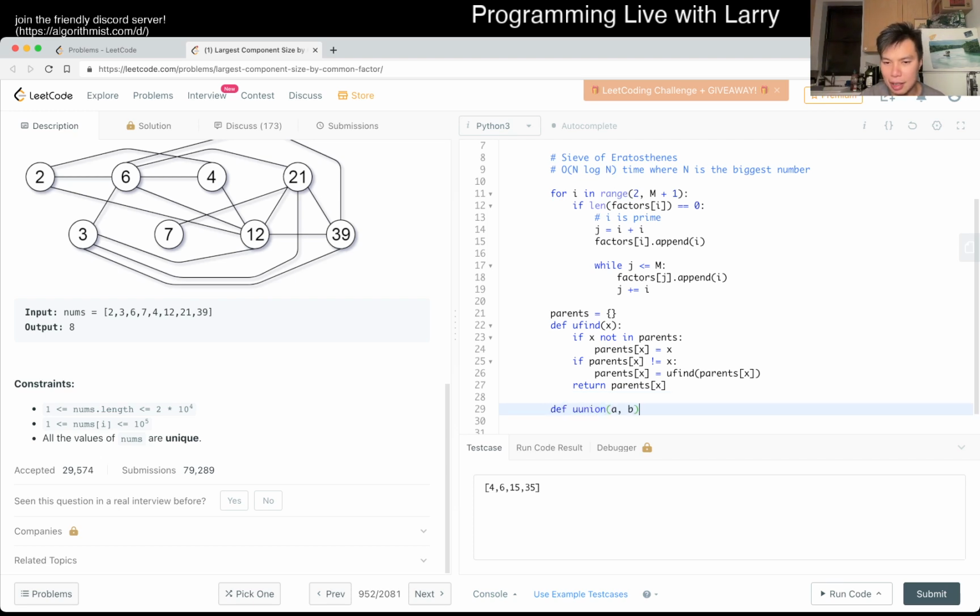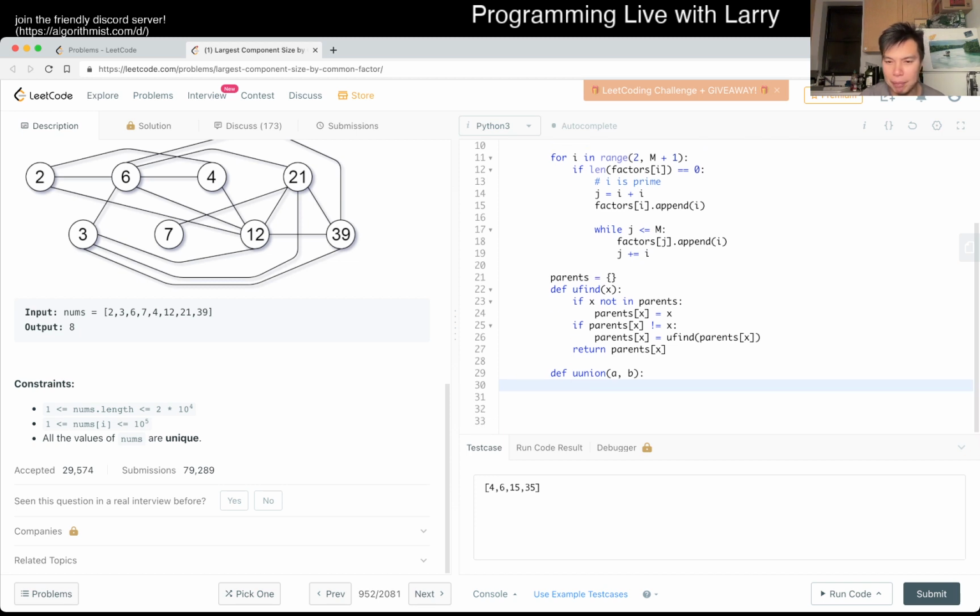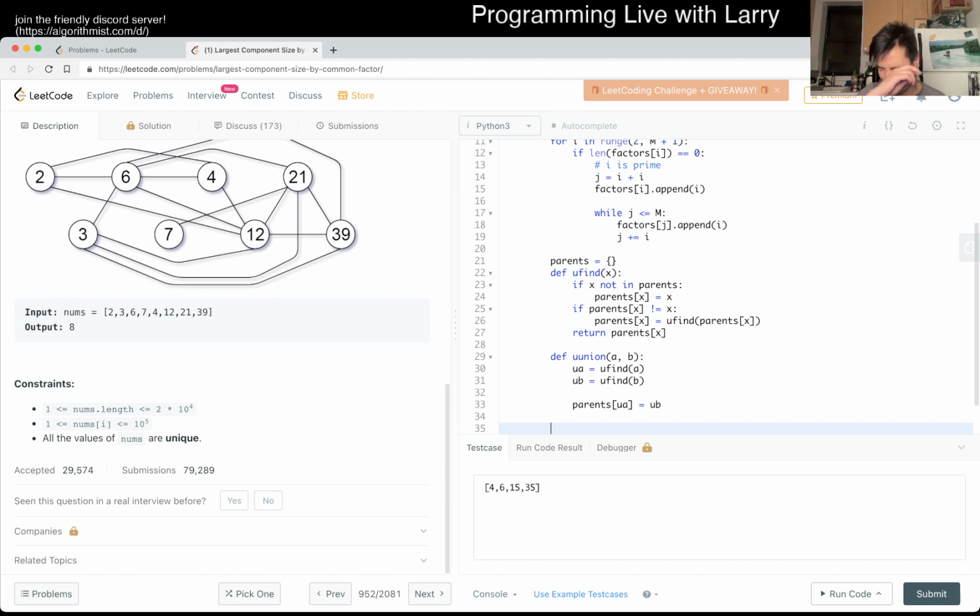And then the union, I have 2 components. It's just find the parent of a component, find the parent of b component, and then parents of ua is equal to ub, right? And that's pretty much it, really. I mean, that's union find. Hopefully I say that and I don't make a mistake.